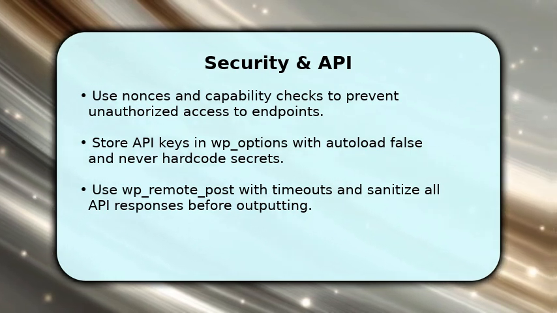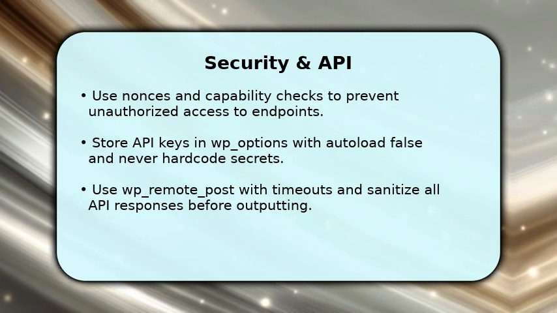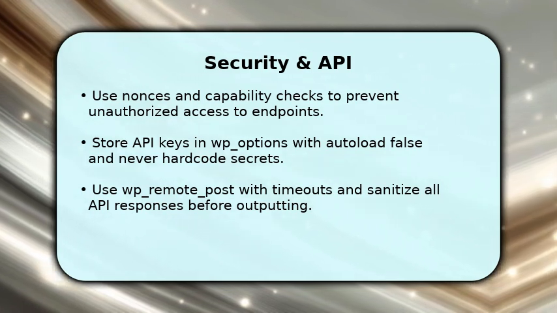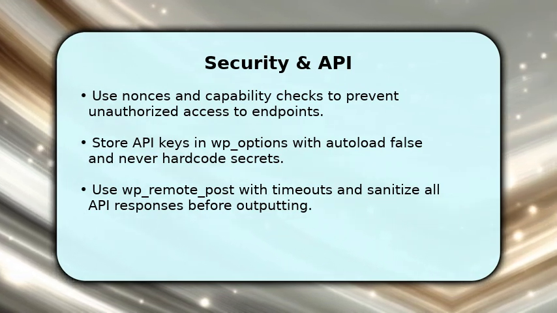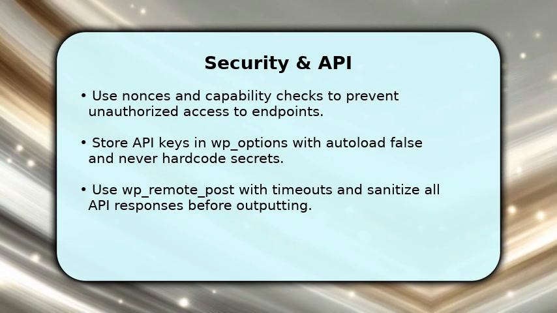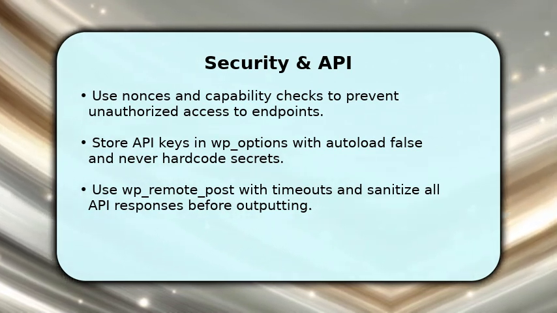Use nonces and capability checks to prevent unauthorized access. Store API keys in WP options with autoload false and avoid hardcoding secrets. Use wp_remote_post with proper timeouts when calling OpenAI endpoints and sanitize all responses before output.